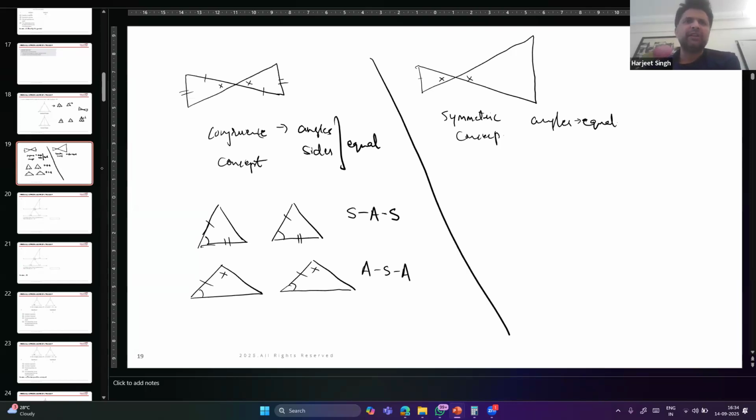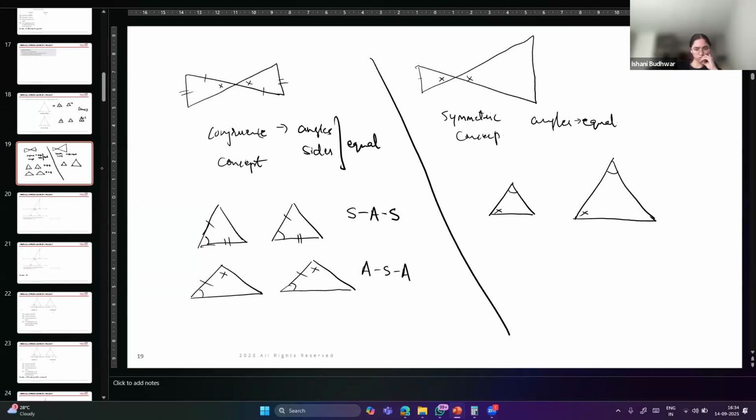An example of symmetric triangles are one small, one big. This angle is equal to this angle. This is equal to this. So obviously the third one also will be equal, because 180 minus the sum of these two will give the third angle equal. But the sides are in proportion. So can I say symmetric concept? Angles are equal, but sides in proportion.